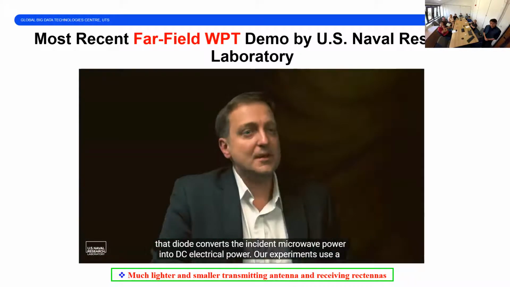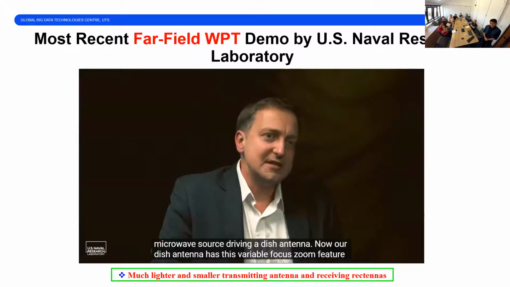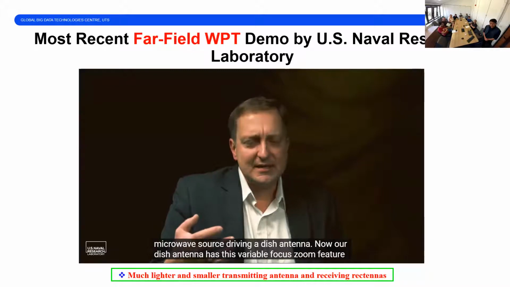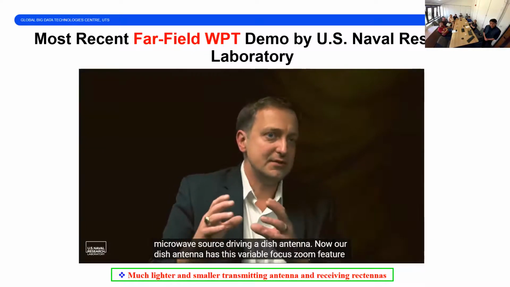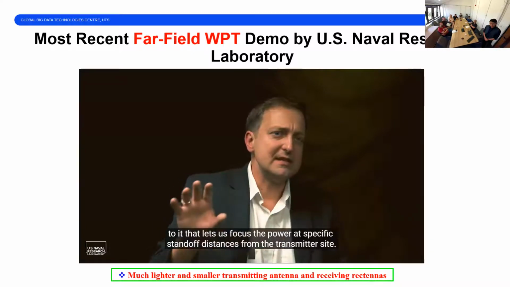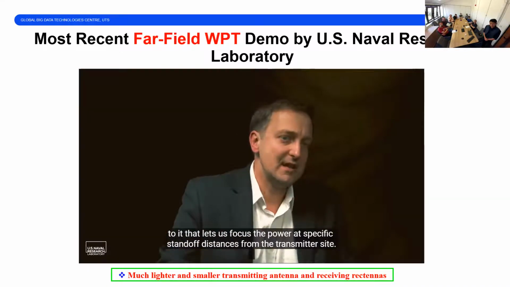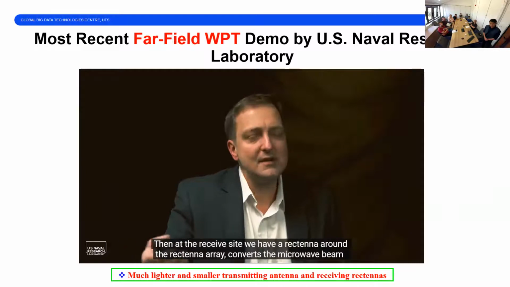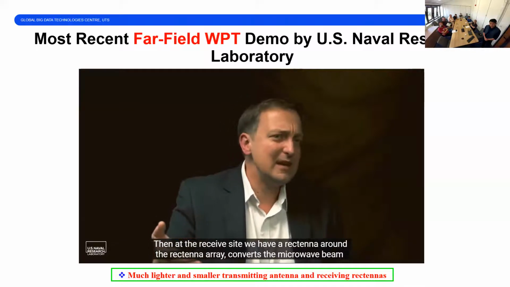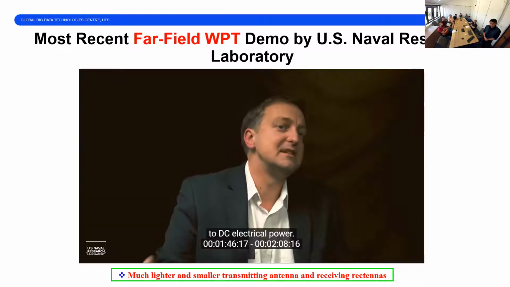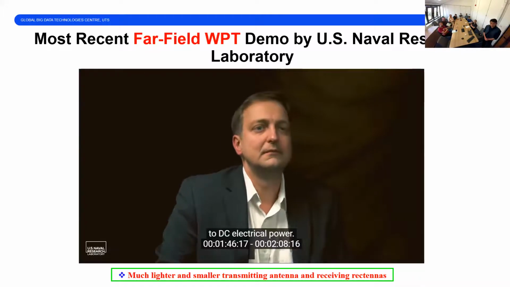Our experiments use a microwave source driving a dish antenna. Now, our dish antenna has a variable focus zoom feature that lets us focus the power at specific standoff distances from the transmit site. Then at the receive site, we have a Rectenna array. The Rectenna array converts the microwave beam to DC electrical power.